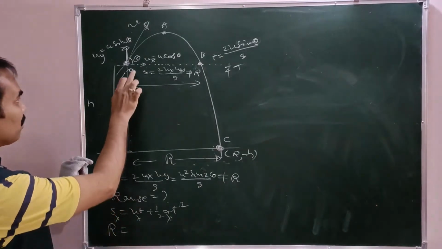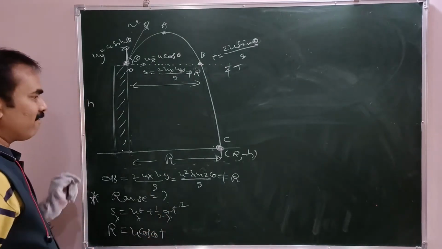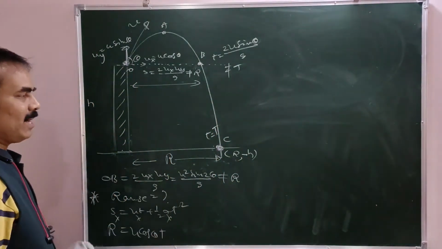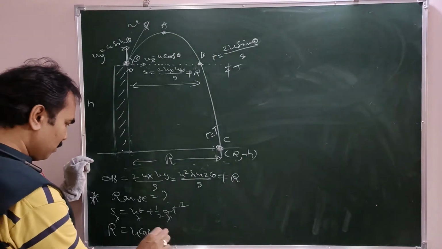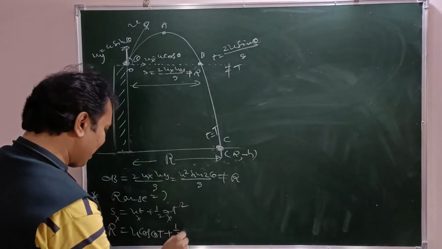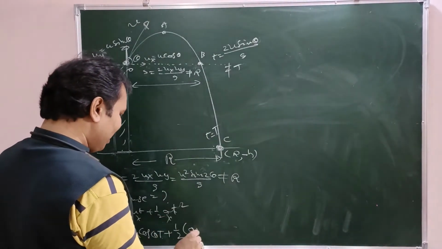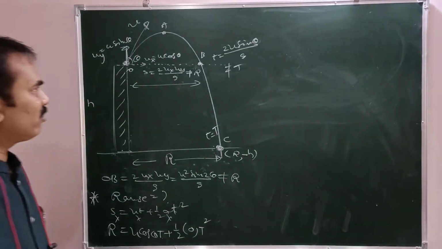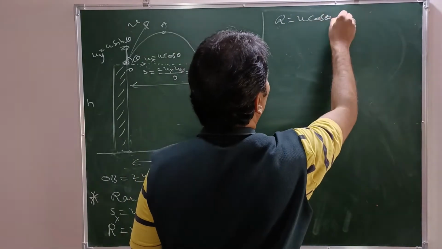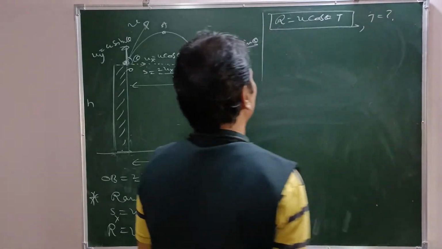Ux means what? U cos theta. What is time? T equal to capital T, the time of flight, to reach position C. So R equals U cos theta into capital T plus half into Ax, which is 0. There is no acceleration along x. So range equals U cos theta into capital T. What is capital T? Time of flight.